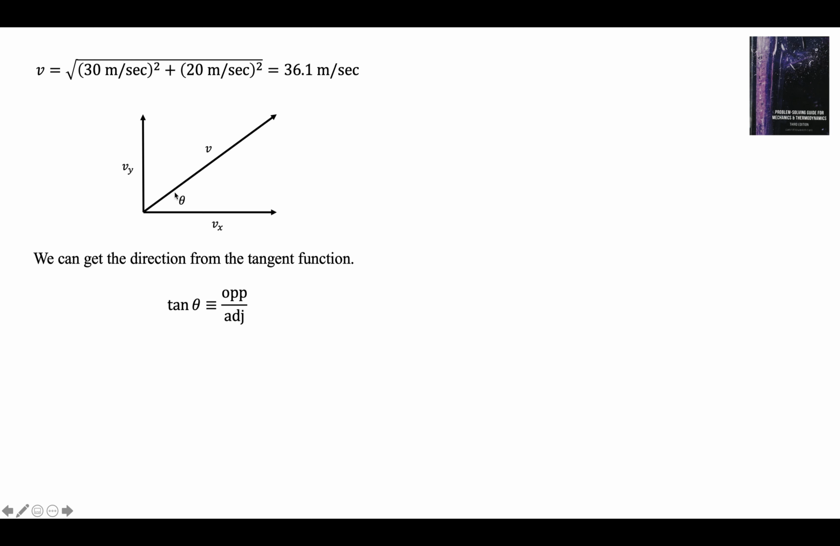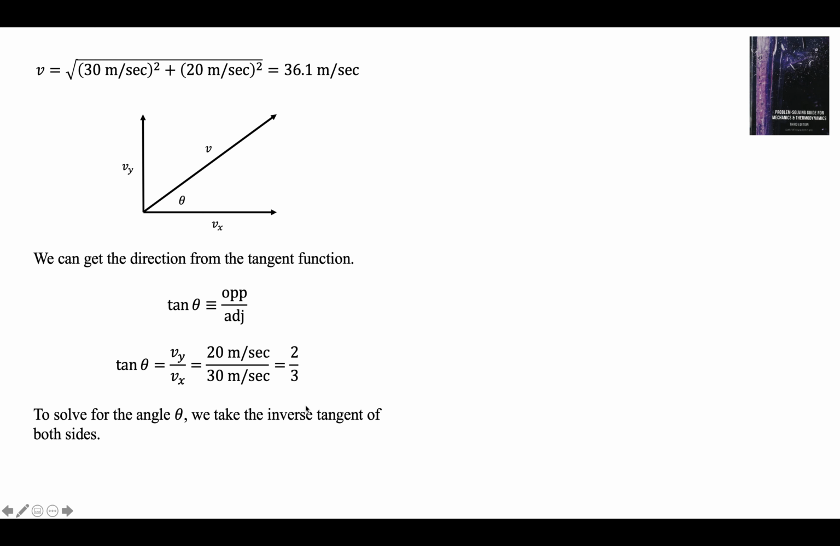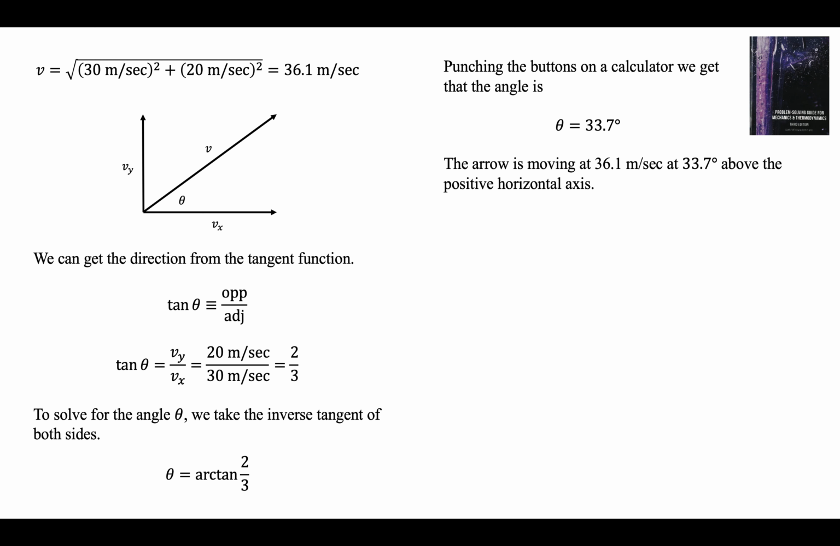We can get it from the tangent function. Tangent is opposite, which is 20 meters per second. The adjacent is 30 meters per second. We get tangent theta is 2/3. To solve this, we take the inverse tangent or arctangent of both sides, and we get theta is arctangent of 2/3. The angle whose tangent is 2/3. If we have a calculator, we can get 33.7 degrees. So the arrow is moving 36.1 meters per second at 33.7 degrees above the positive horizontal axis.